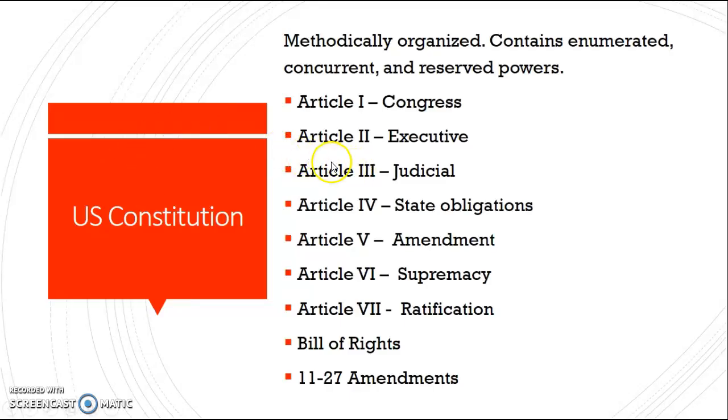Article 3 is probably the forgotten one in the sense that it's more of an afterthought. There's not a lot really in there in Article 3, but that, of course, is going to deal with the judicial branch. And then Article 4 is going to be dealing with state obligations to one another, such as the full faith and credit clause, extradition clause, basically the obligations that states share with one another. Article 5 is going to be talking about how to amend the Constitution should people in the future want to add additional amendments.